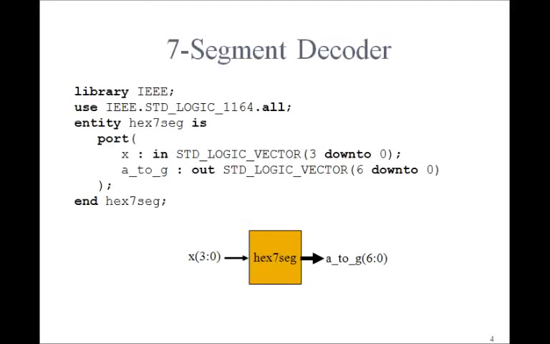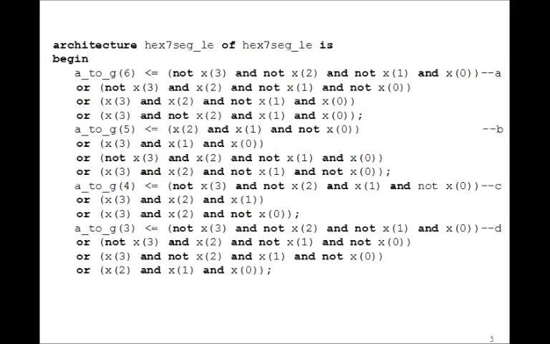And so once we have those, we can just write the VHDL program. The entity, the input x, is 3 down to 0. And the output A to G is 6 down to 0. And so then in the architecture we'll just write down the logic equations, sort of a mess.